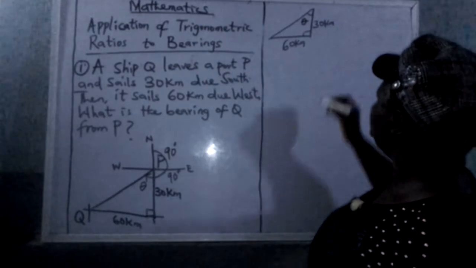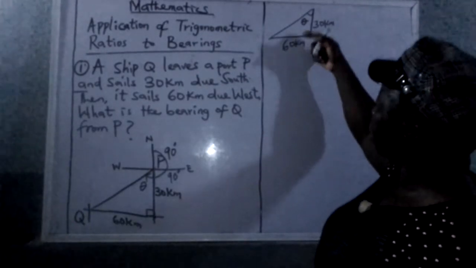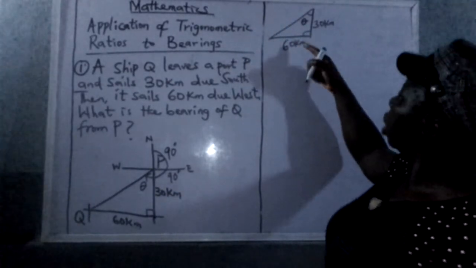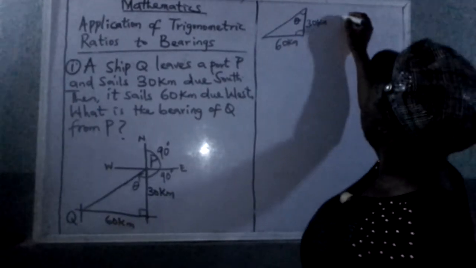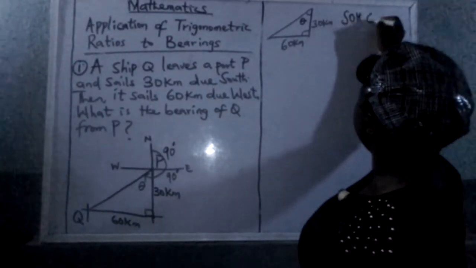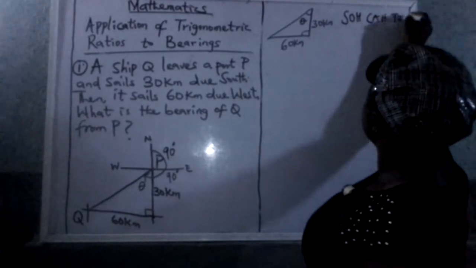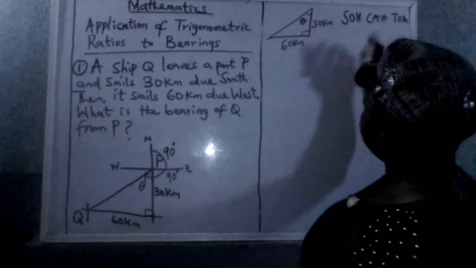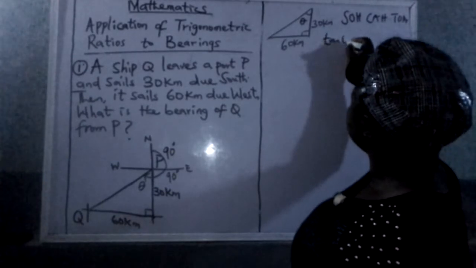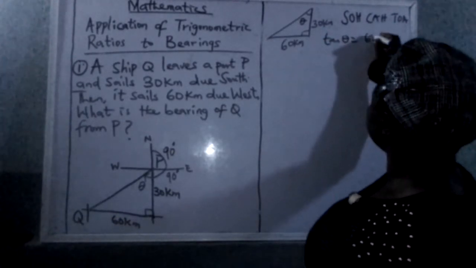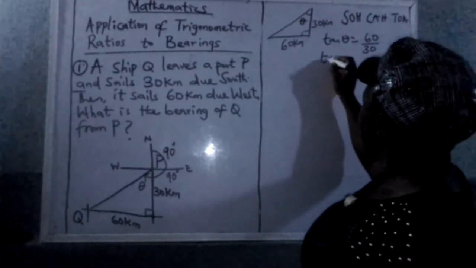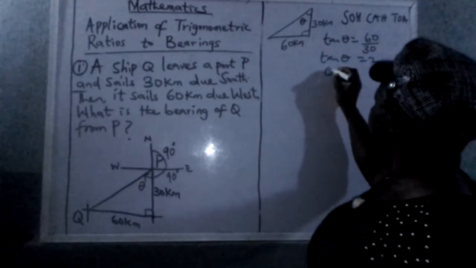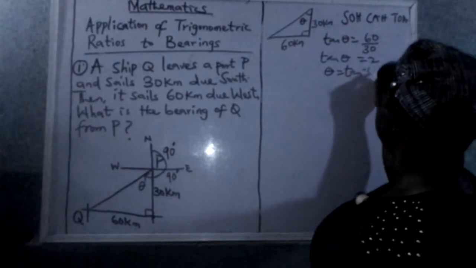So what are we going to use? We have opposite, that is the side that faces the given angle. This is the hypotenuse, the side that faces angle 90 degrees, but we are not given it. We have the opposite and we have the adjacent. Out of SOH, CAH and TOA, the one that we can make use of is the one that contains opposite and adjacent. So we shall make use of tan theta is equal to opposite, that is 60 divided by 30. Tan theta will give us 2. The tangent of a certain angle gives us 2. That means theta is equal to arctan 2.